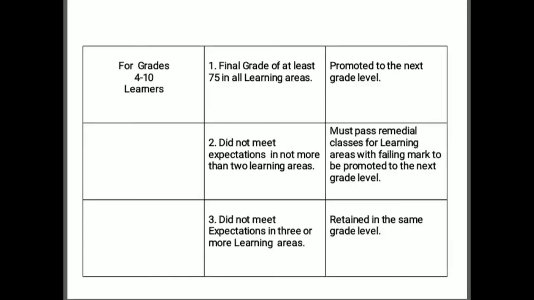And for grade 4 to 10 learners, the requirements and decisions are: number 1, final grade of at least 75 in all learning areas. The decision is to be promoted to the next grade level. Number 2, did not meet expectations in not more than 2 learning areas, and the decision is that the learner must pass remedial classes for learning areas with a failing mark to be promoted to the next grade level. And number 3, did not meet expectations in 3 or more learning areas, and the decision is that the learner is retained in the same grade level.